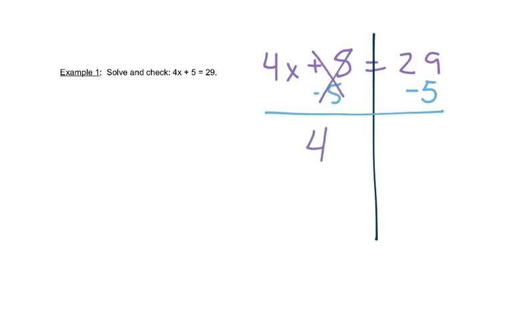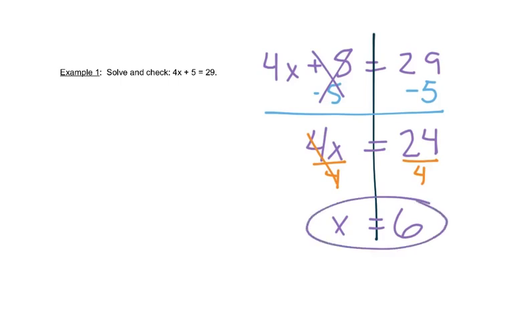That leaves me with 4x on the left, equal on top of my line, and 24 on the right. The 4 in front of the x means multiplication, so the opposite of multiplication is division, so I'll divide both sides by 4, and that leaves me with x equals 6. Or I could write the solution set as 6.